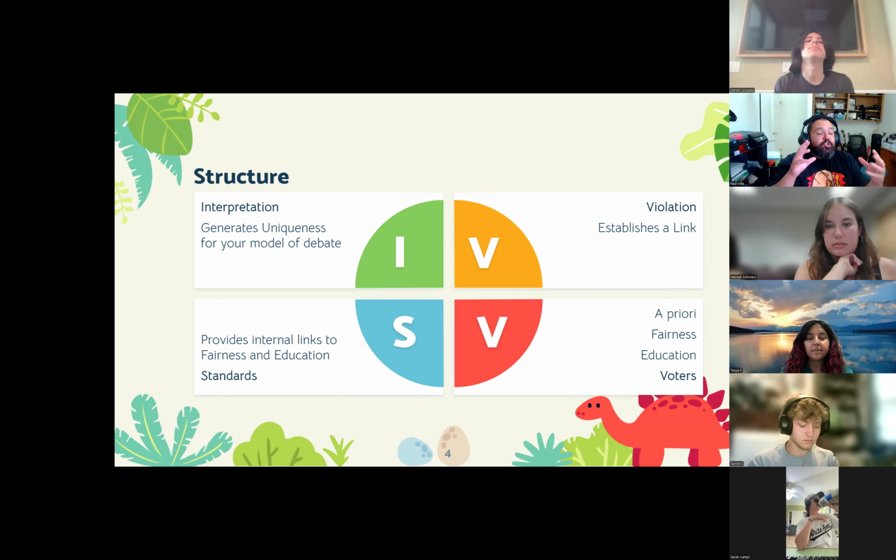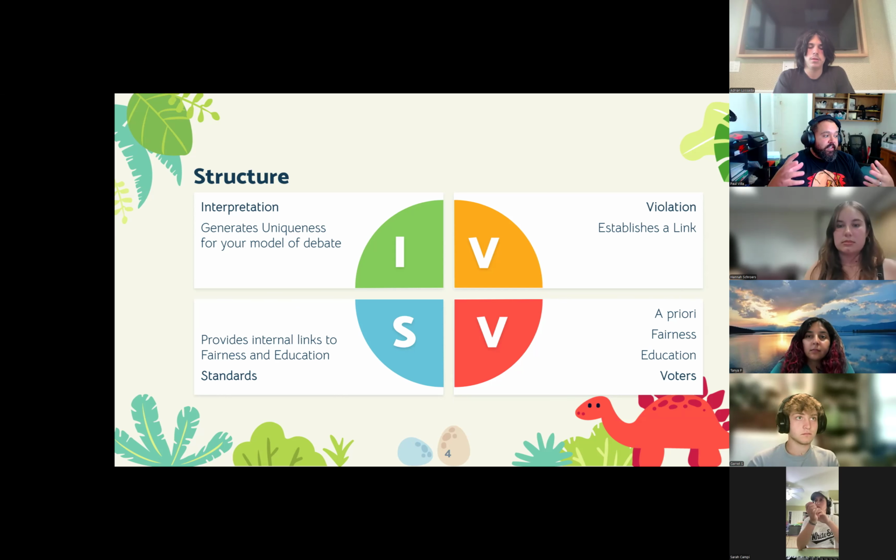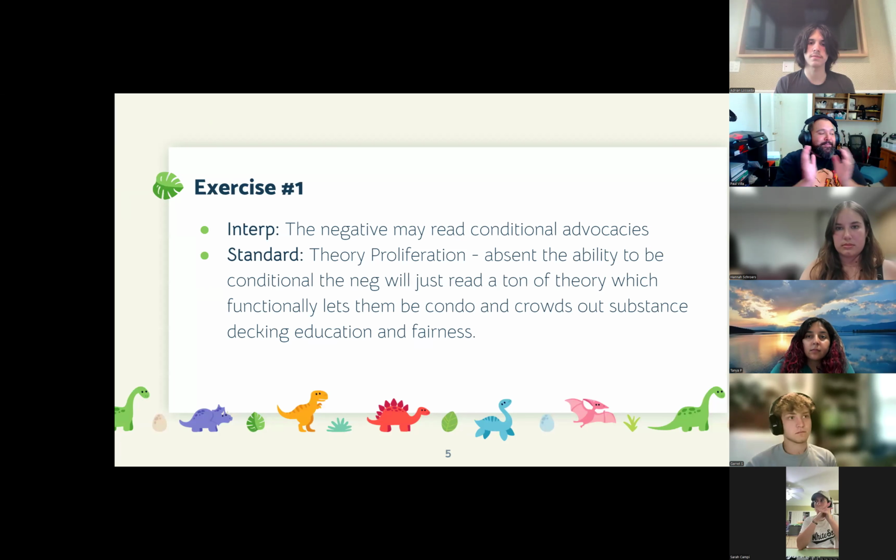Summary here: interpretations generate uniqueness. The violation is functionally a link. That's the only thing I really need you to focus on thus far. Okay. This brings us to our first exercise.